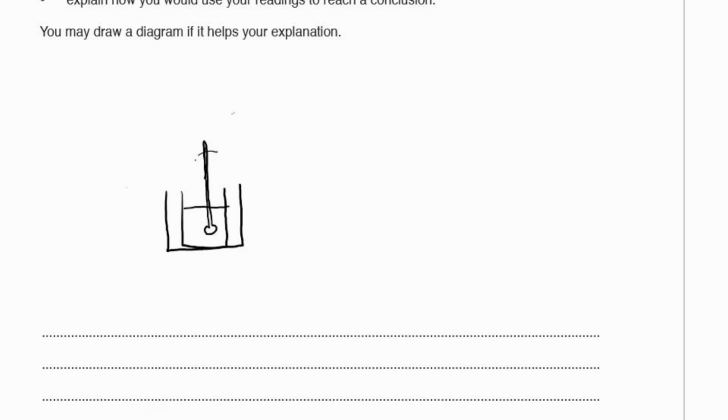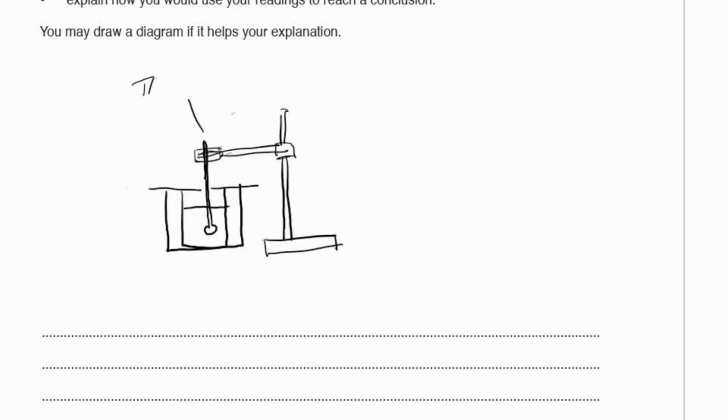Then we have a clamp stand and boss. Clamp stand to hold the thermometer off the base of the copper container to get a better reading. Over the top of all that, I'm going to put a bit of cardboard. Okay, and then I'm going to label it.